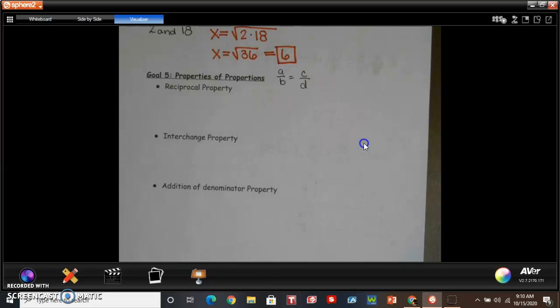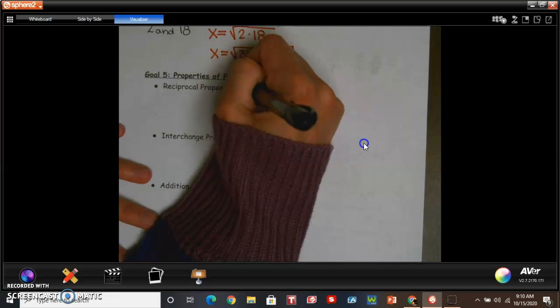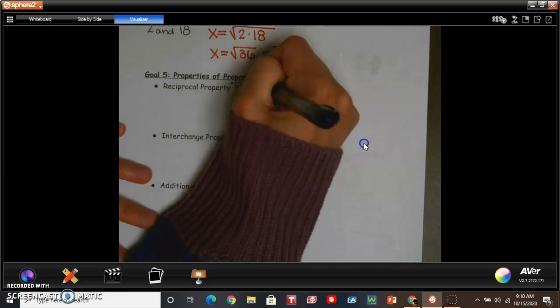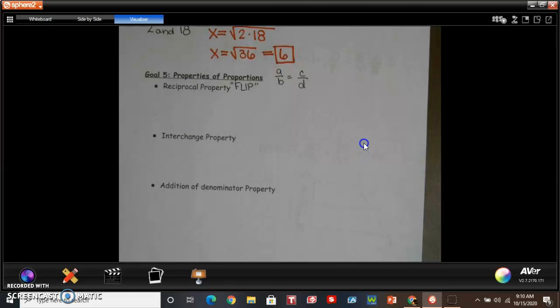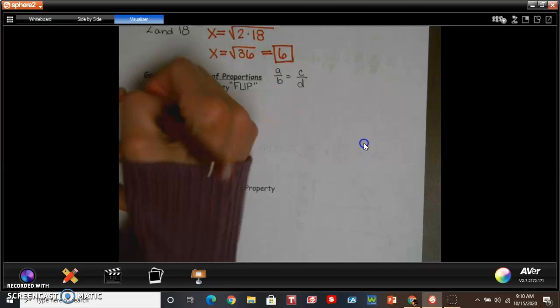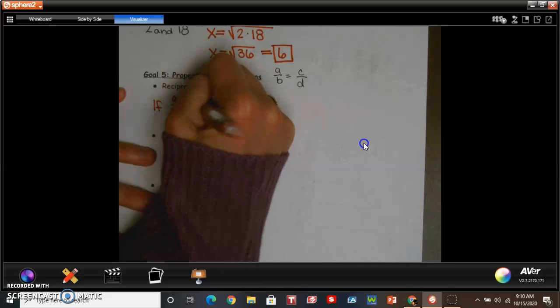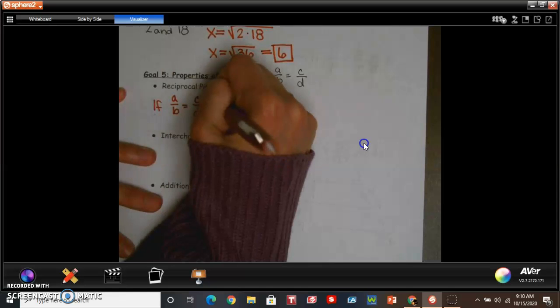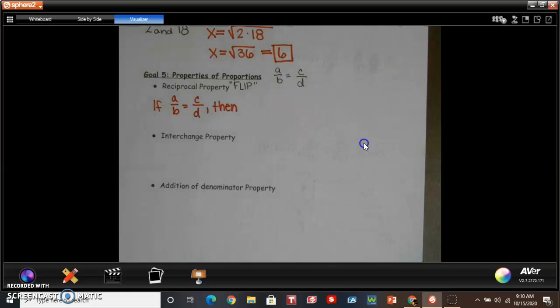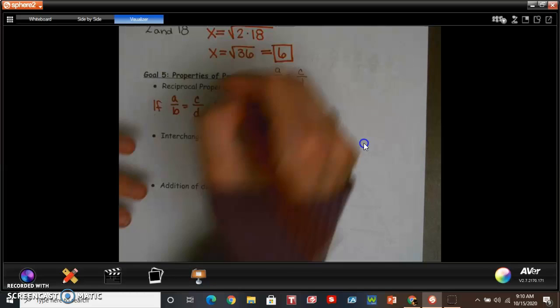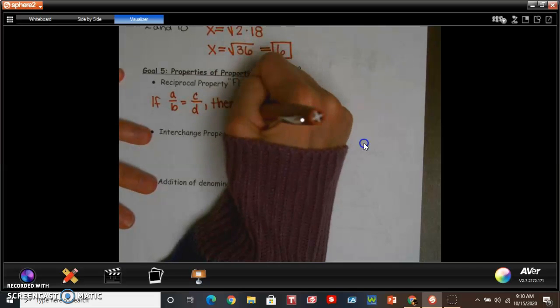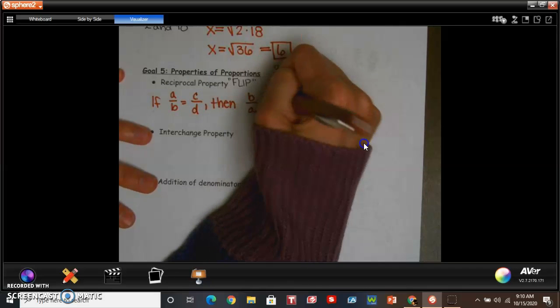So the reciprocal property means that the flip is going to be the same. So what we're saying is if A over B equals C over D, then if we flip both of them, they'll still be equal. If we say B over A equals D over C.